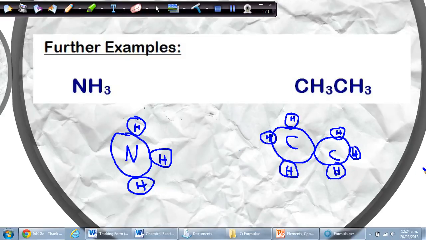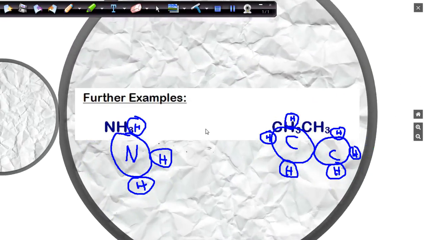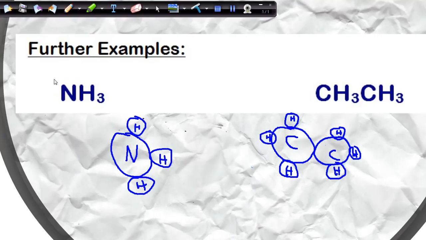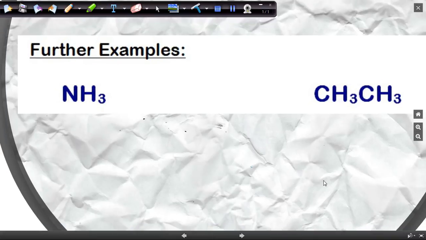My drawing's obviously not as good as yours would be. You can probably draw much nicer circles when you're not on the computer. But there's basically your answers. For NH3, 1 nitrogen and 3 hydrogens. For CH3CH3, we can draw it like this, C with 3 hydrogens attached to another C with 3 hydrogens around it. So there are another 2 examples. I hope that helps you figure out how to do it.